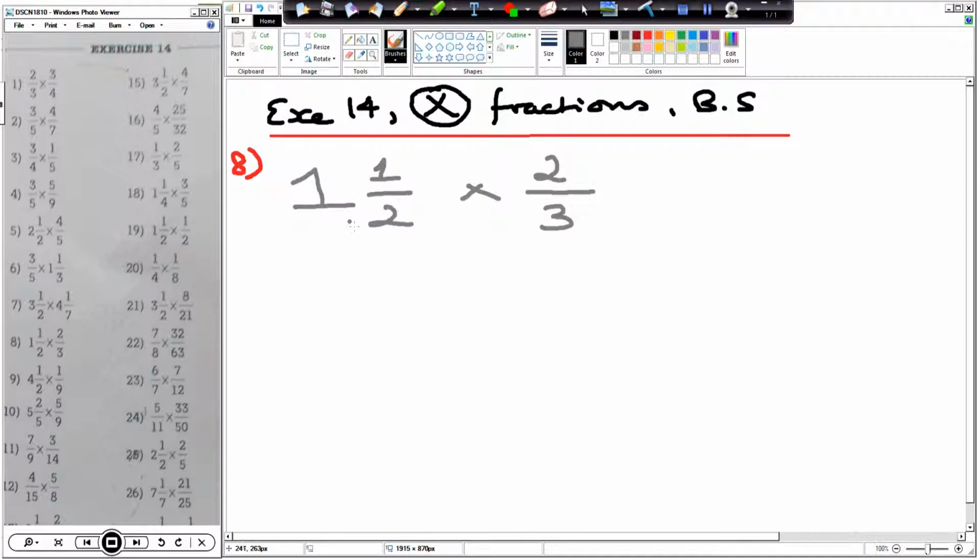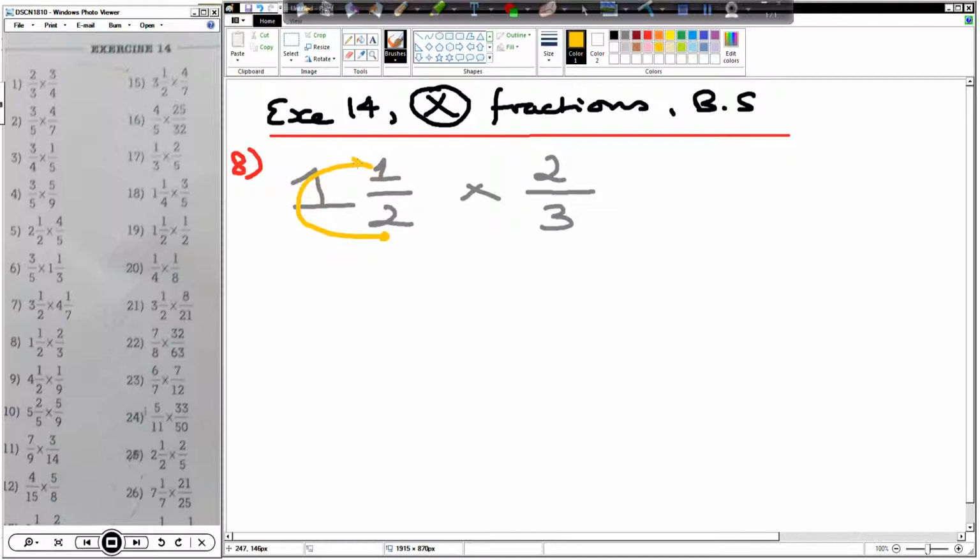Rule number 1, step 1, says that when we have a mixed fraction, we must turn the mixed fraction into a top heavy. So for us to do that, we start from the bottom over here and we go around like that.